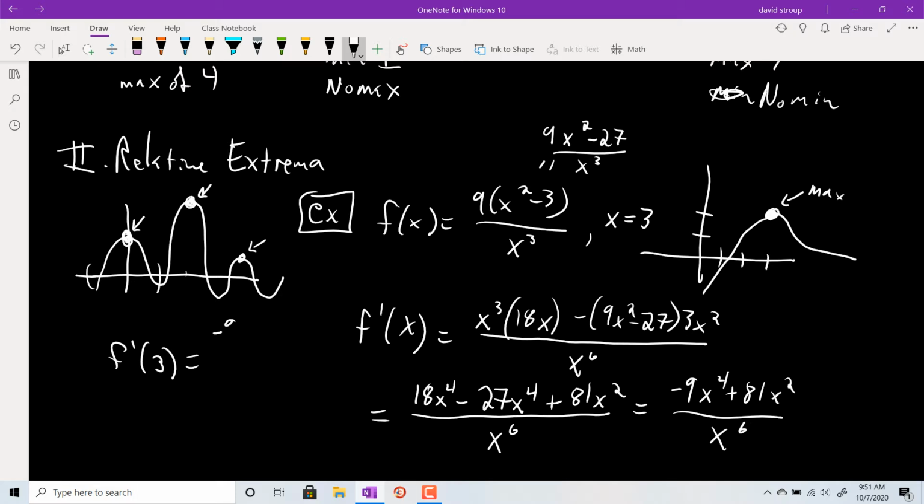Negative 9 times 3 times 3 is 9, so 81, plus 81 times 9 all over 3 to the 6, whatever that is. The numerator is additive opposites, right? Negative 9 times 81 plus positive 9 times 81 is 0. So we're going to end up with 0.